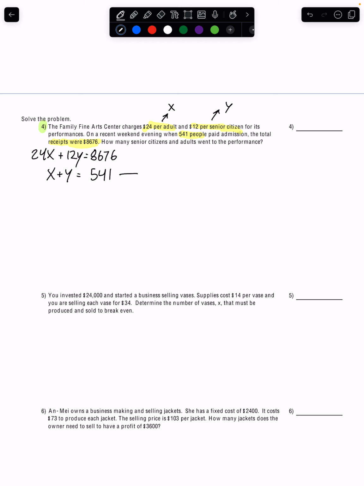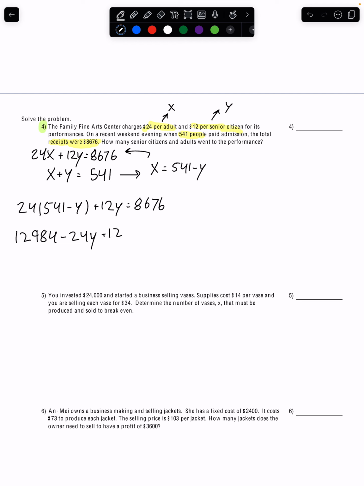So the simplest method is going to be looking at our second equation and just using the substitution method. We'll subtract y from both sides, and then we plug it back into the first equation, which gives us 24 times 541 minus y plus 12y equals 8,676. Multiply this out, and we'll get this. Nice, fun, big numbers.